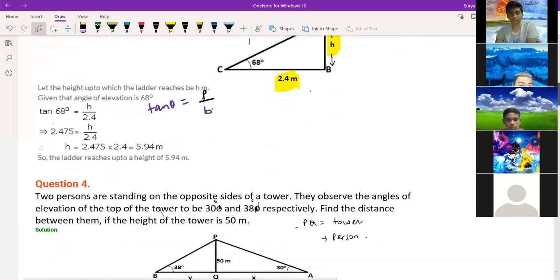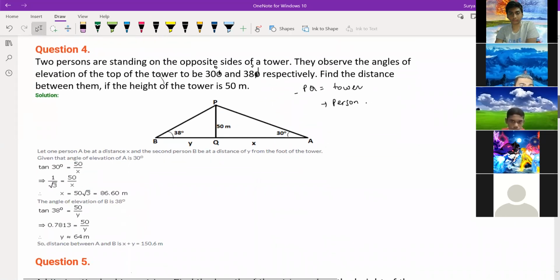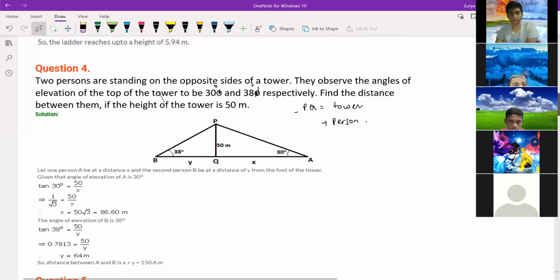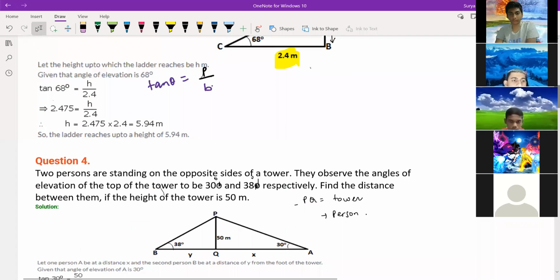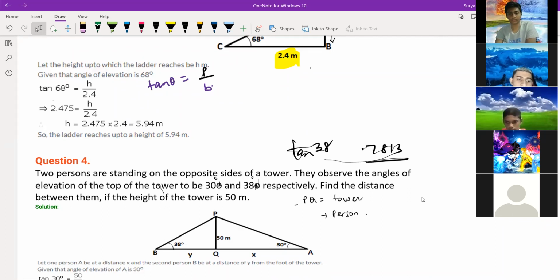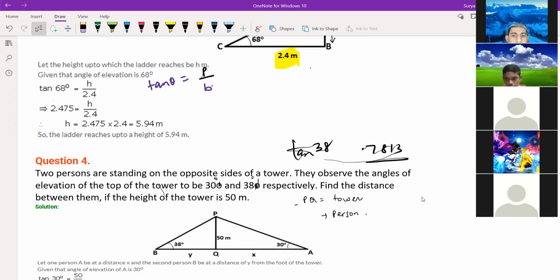Now question number 4. Here tan 38 degree, I'll just give you tan 38: 0.7813. This is the tan 38 value, children, you can use. In the exam, this diagram is also not given to you. You have to draw the diagram on your own. Try to do it by yourself only.